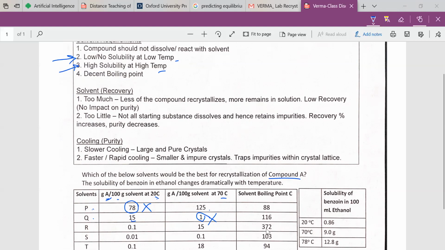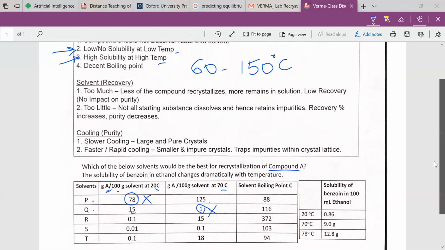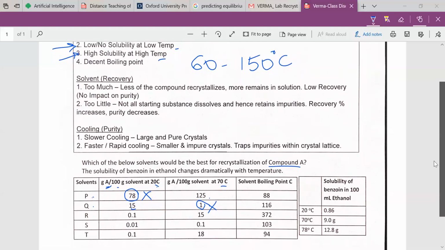By the time we boil this solvent out, the compound A would have degraded. We want a decent or reasonable boiling point, which may be between 60 to 150 degrees Celsius. Now this may change a little bit, a few degrees here and there, but this is the general rule of thumb. So this solvent is also out of the question.